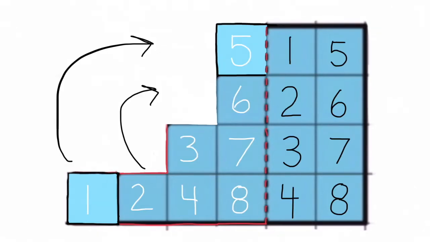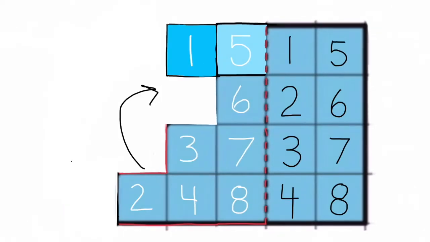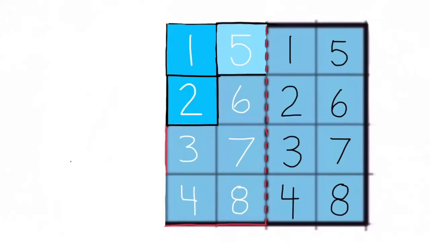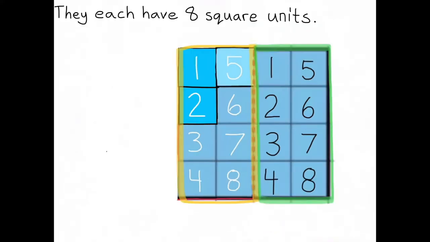Now I can rearrange these unit squares and stack them on top of each other to make a rectangle that has the dimensions 2 by 4, just like the rectangle on the right. She was correct. They each have an area of 8 square units.